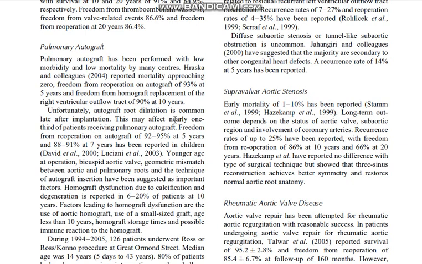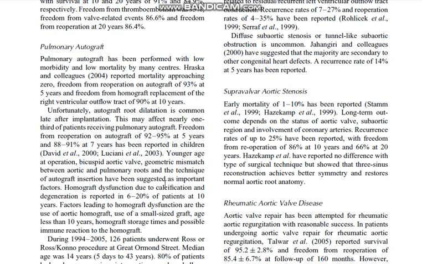Freedom from reoperation on autograft of 90 to 95% at 5 years, and 88 to 91% at 7 years has been reported in children. Luciani et al. suggested younger age at operation, bicuspid aortic valve, geometric mismatch between aortic and pulmonary roots, and the technique of autograft insertion as important factors.